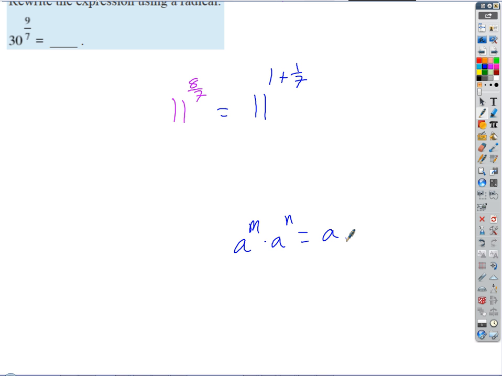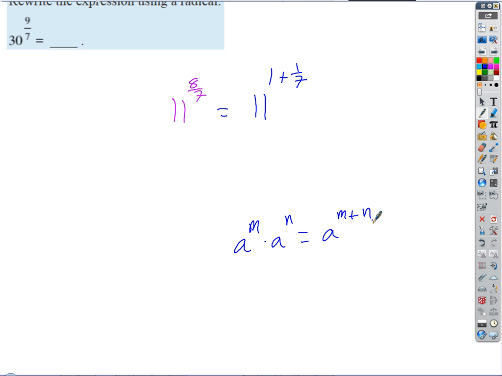I don't know. You remember? It's like a to the m times a to the n. Exactly. Well, it's m plus n, right? Yeah. You add, is that what you're going to say? So when we multiply like bases, we add the exponents, right? So that's equal to a to the m plus n, right?